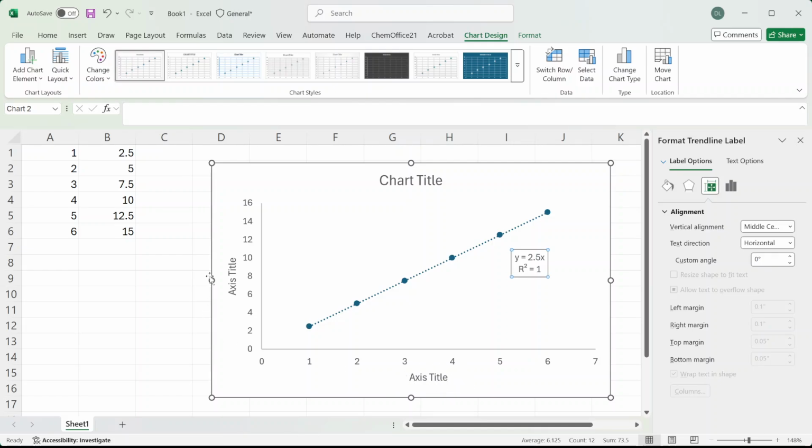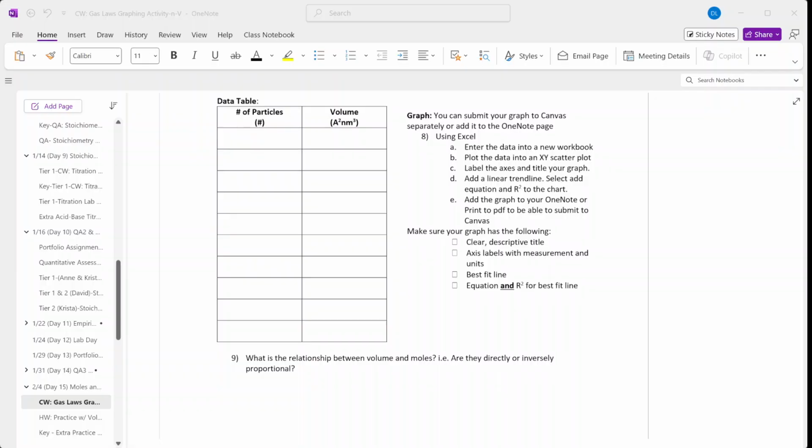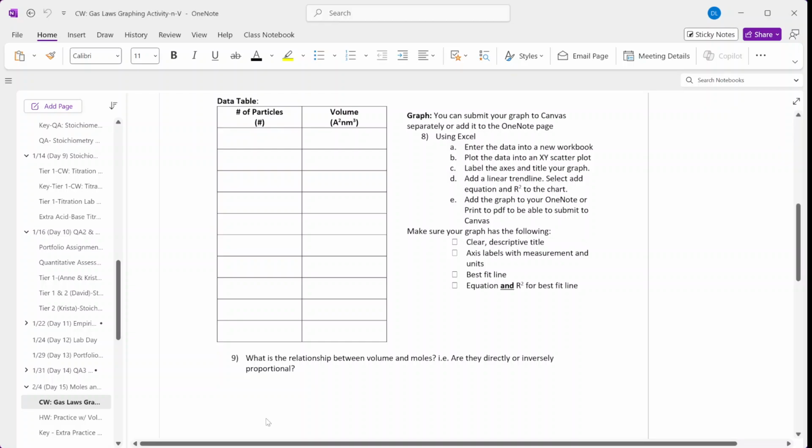Proper axes titles with measurement and correct units. Okay, so I'll give you a moment to do that. I would pause the video here, and then once you have plotted all your data, we can move on to the rest of the worksheet, which I will talk about. So pause here. All right, I assume that you have plotted your stuff, and you didn't just pretend to do that.